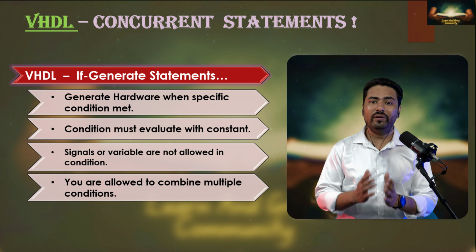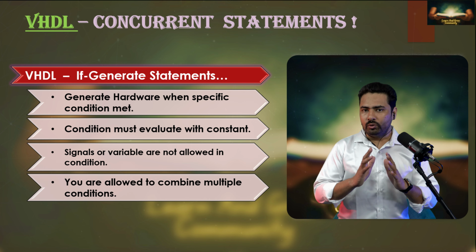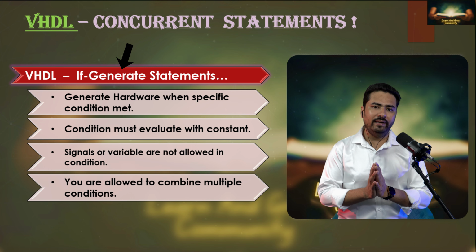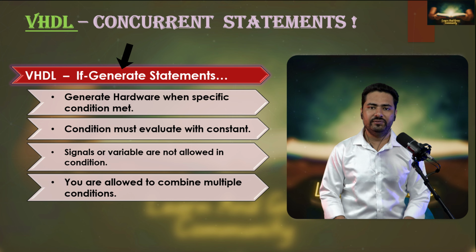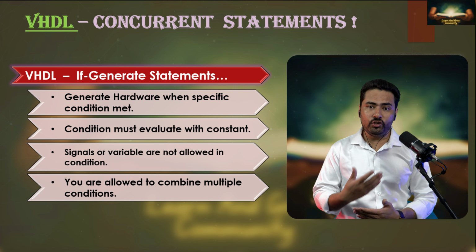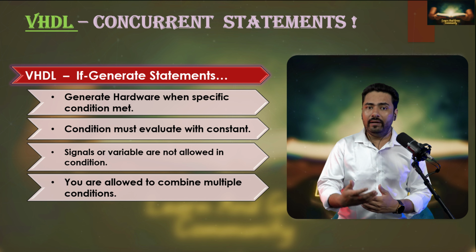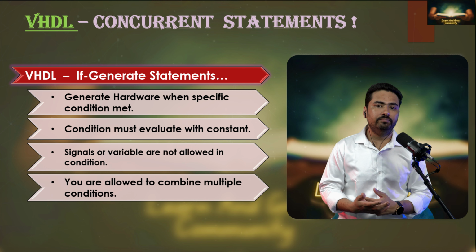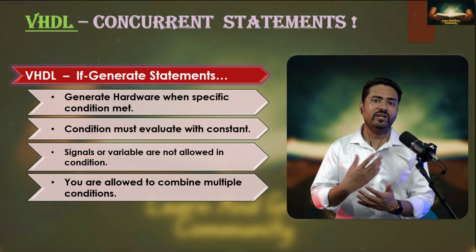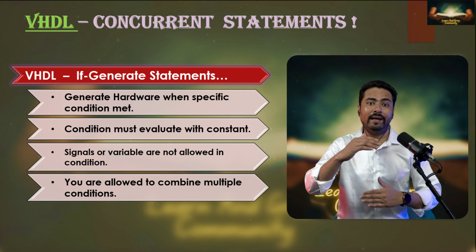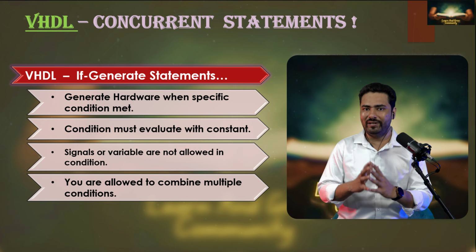Now let's talk about the if generate statement. The second type of generate statement is the if generate statement. And this is used to instantiate hardware based on some specific condition. And this can make your design more flexible. Generally, this if generate statement is used to add any optional hardware structures in your design.